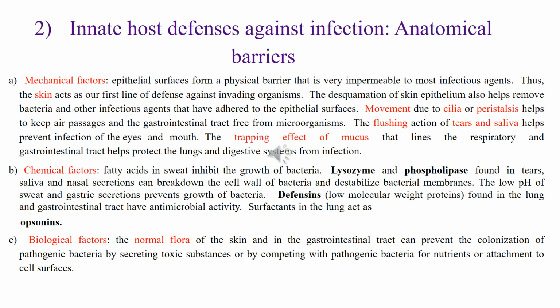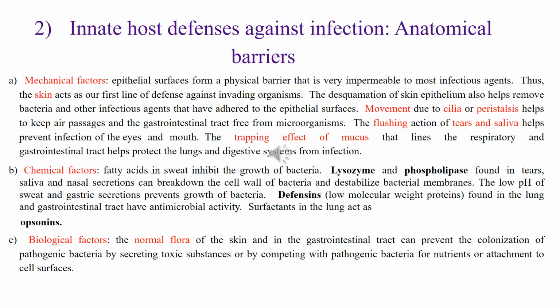The change in the pH of the sweat and gastric secretions prevents growth of bacteria, like the high acidity of the acids in the stomach. Defensin, which is a low molecular weight protein found in the lung and gastrointestinal tract, has antimicrobial activity. Surfactant in the lung acts as an opsonin. We will talk about it later on.